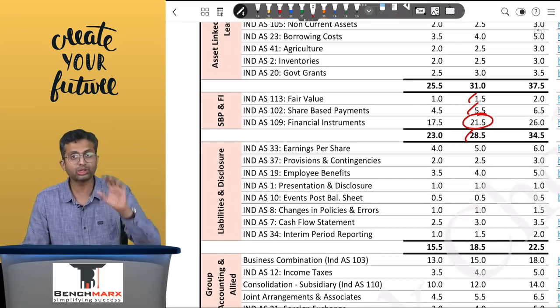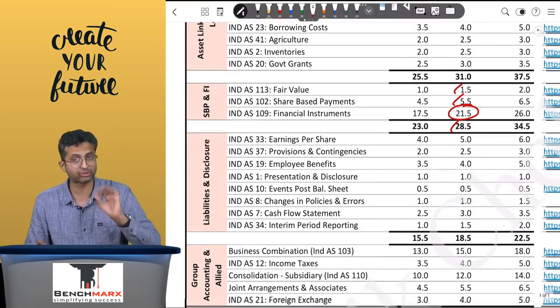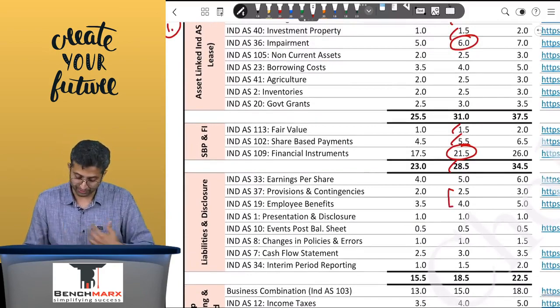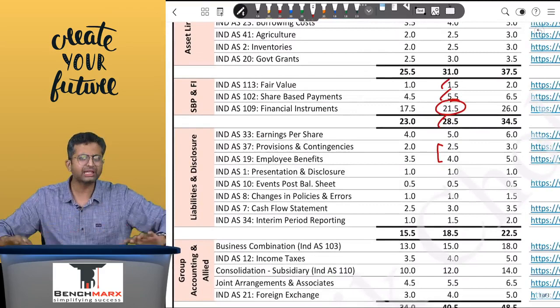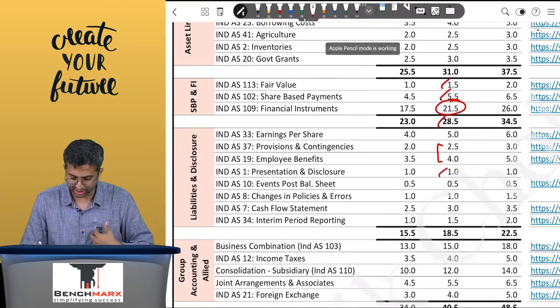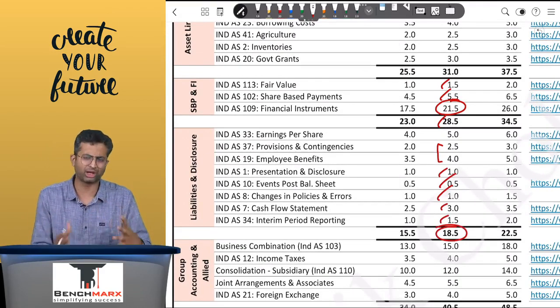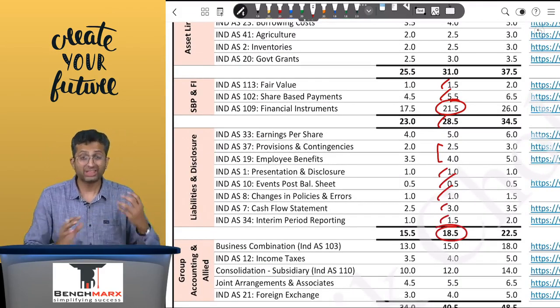So we will go to the disclosures where we do earnings per share, then liability linked standards like provisions and contingencies, employee benefits, and then a few very light topics like Ind AS 1, presentation and disclosure, post balance sheet period, changes in policies, cash flow statement, and interim reporting. So another 20 odd hours for smaller topics.